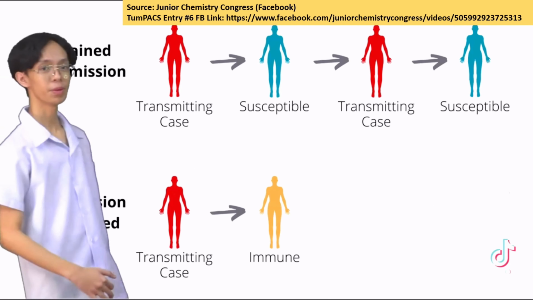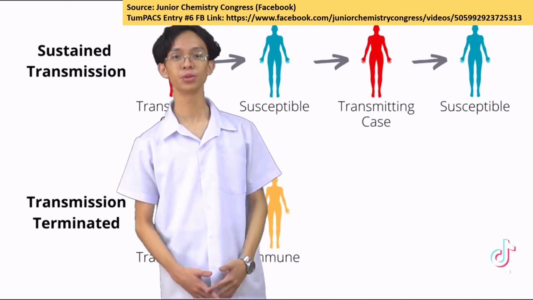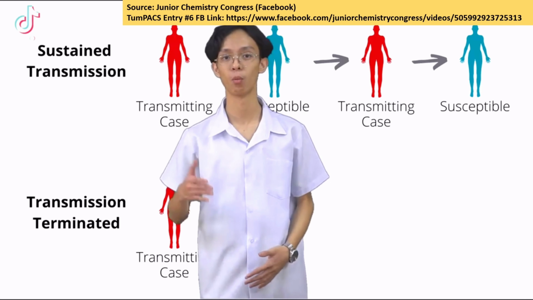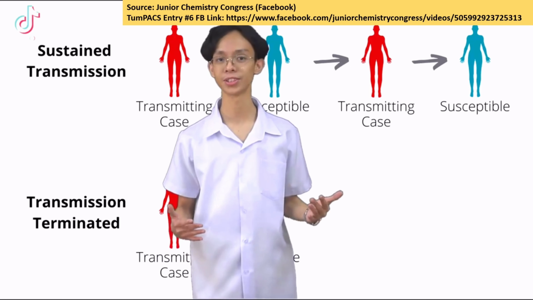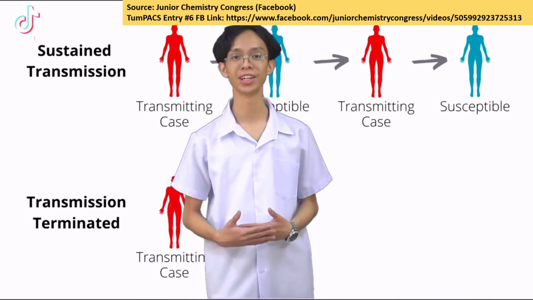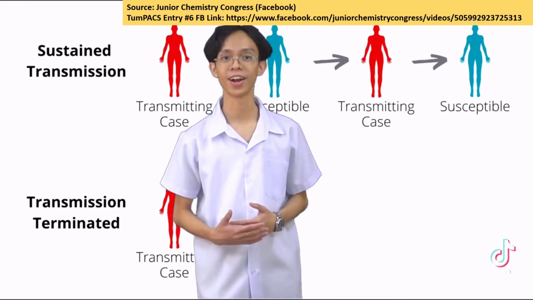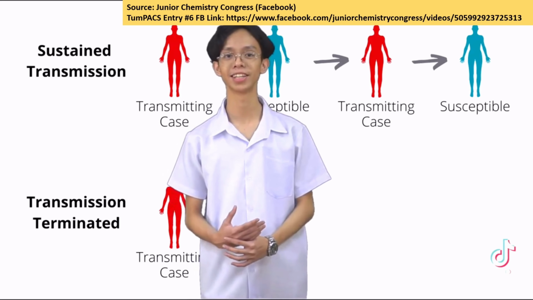When enough people in a population are immune to an infectious disease, the disease is then unlikely to spread from one person to another person. This is known as community immunity. After defining what vaccines are, let us discuss its ingredients.